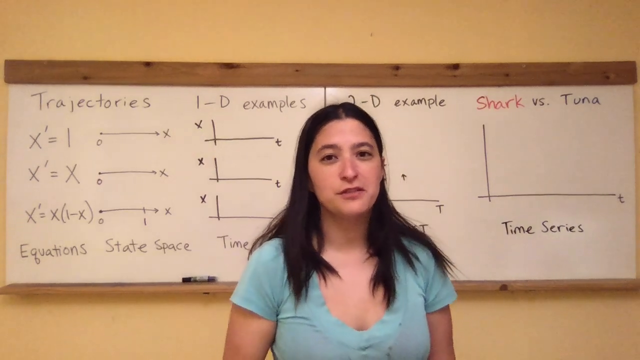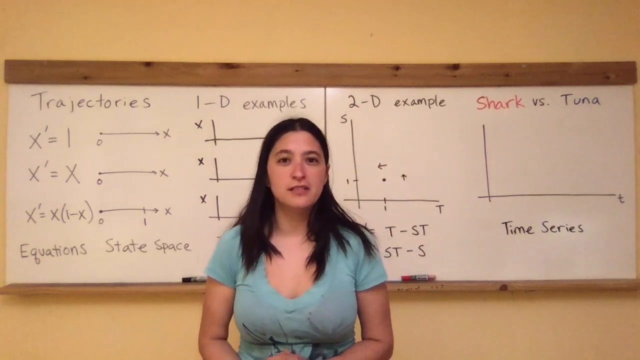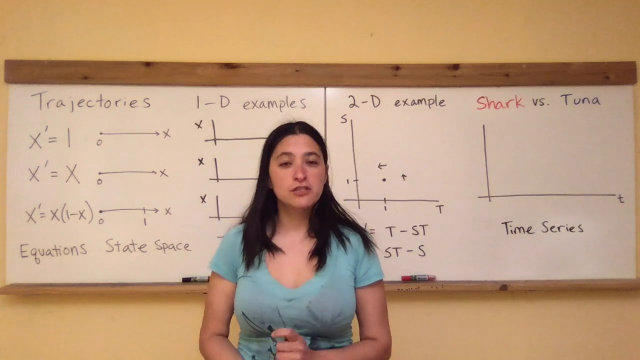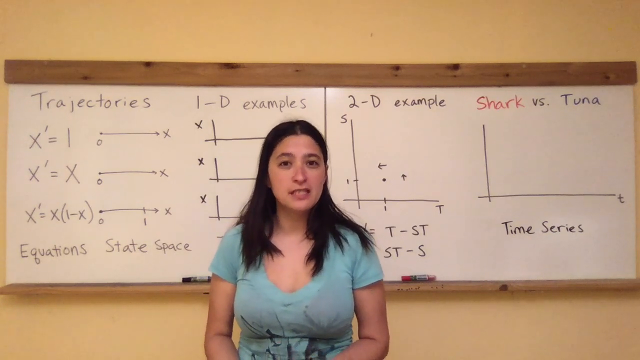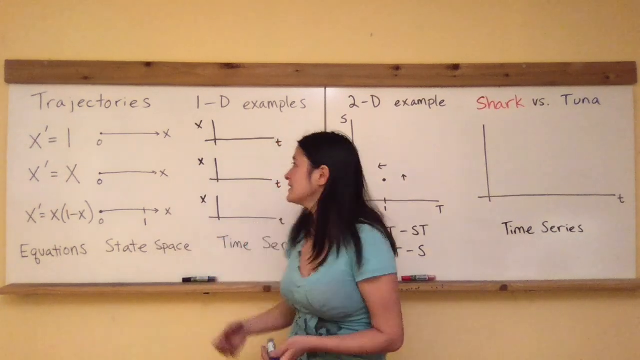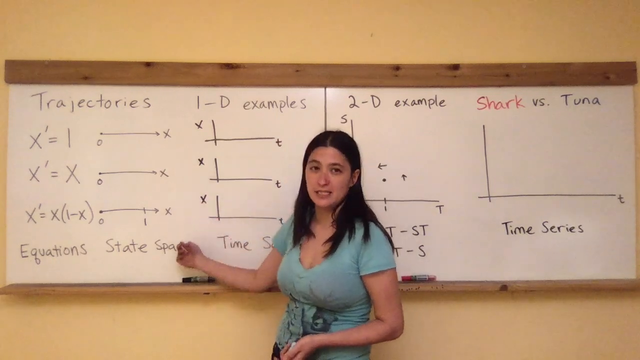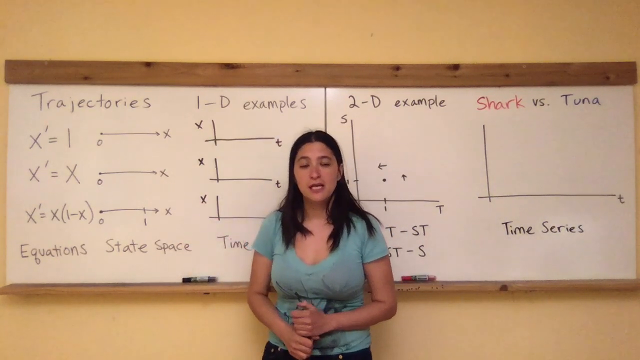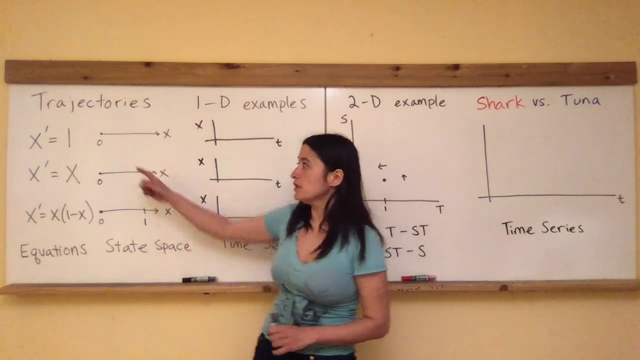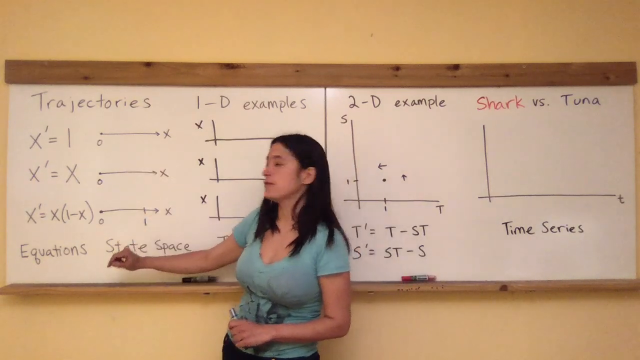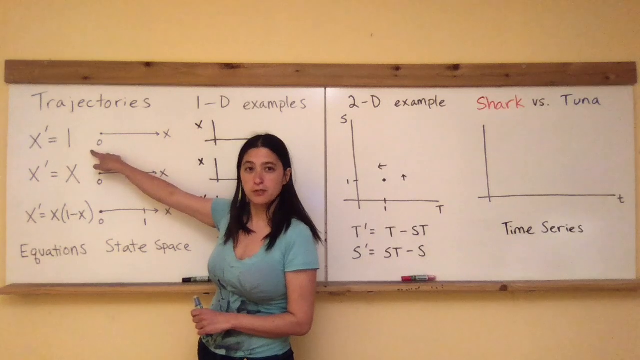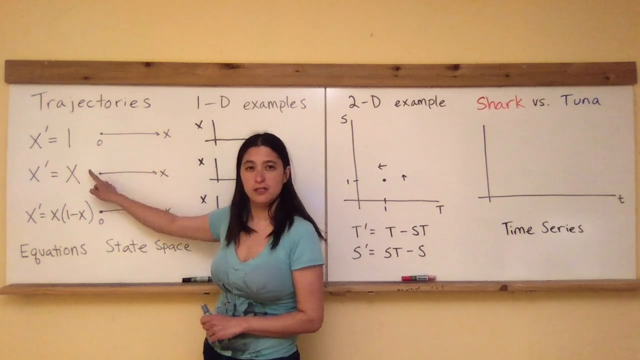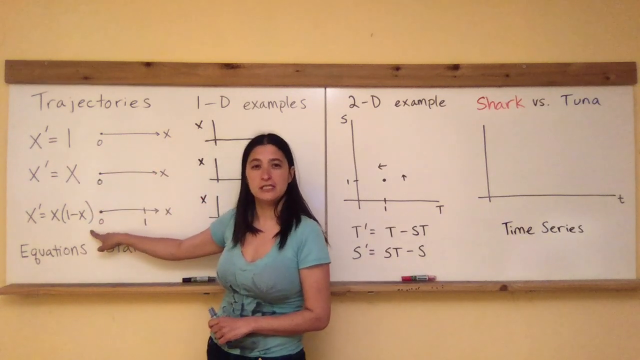Now that we've been introduced to vector fields, let's start to think about trajectories. Trajectories are going to be a representation of the solution as it lives inside the state space. Okay, I'm going to start with some one-dimensional examples, and here I've drawn out 3 one-dimensional examples that go from the simplest thing possible to a little bit more complicated to a little bit more complicated still.